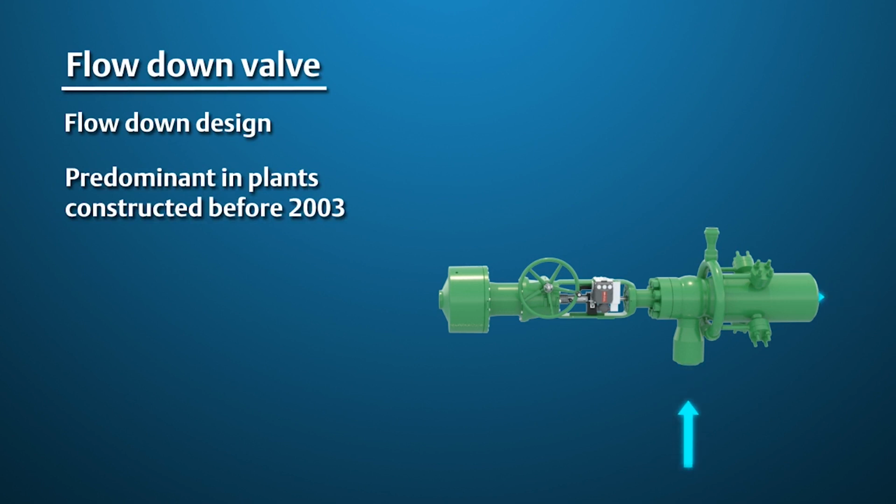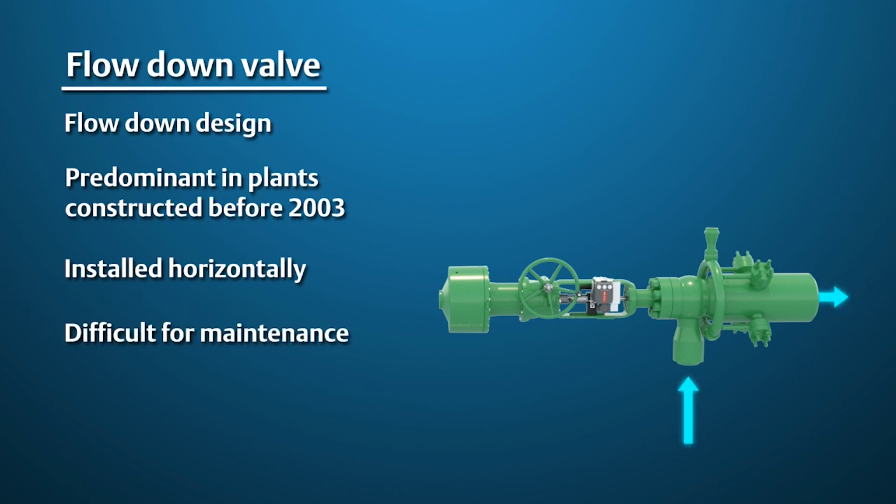These are the predominant design used in power plants constructed before 2003. They are most often installed with the actuator and valve outlet in the horizontal position because the inlet steam piping to the valve flows up vertically through the grating, and the outlet piping from the valve flows out horizontally. The horizontal actuator and trim installation make maintenance very difficult because overhead lifting devices cannot be used. The ability of a flow-down design to control aerodynamic noise is also quite limited.